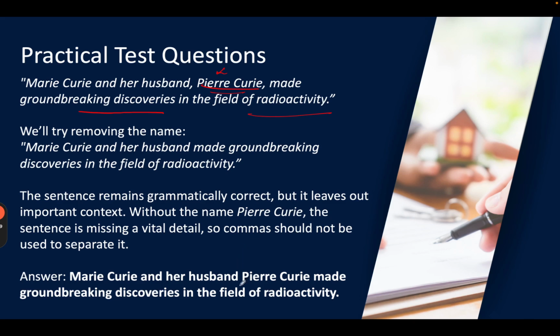Therefore, I will be removing the two commas placed before and after the husband's name. It is an important part of the sentence. I'm making this person's name an important part of the sentence because the sentence is conveying so. The sentence is talking about groundbreaking discoveries made by both of them and not just by one. So the name is important. I will remove the commas.